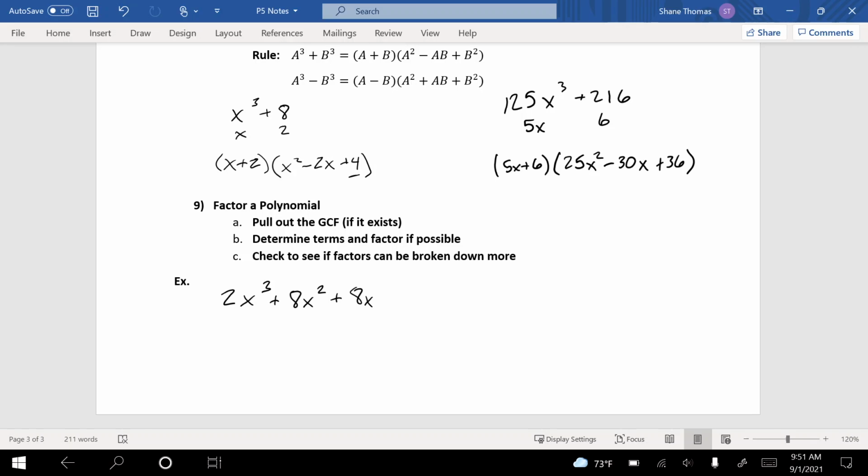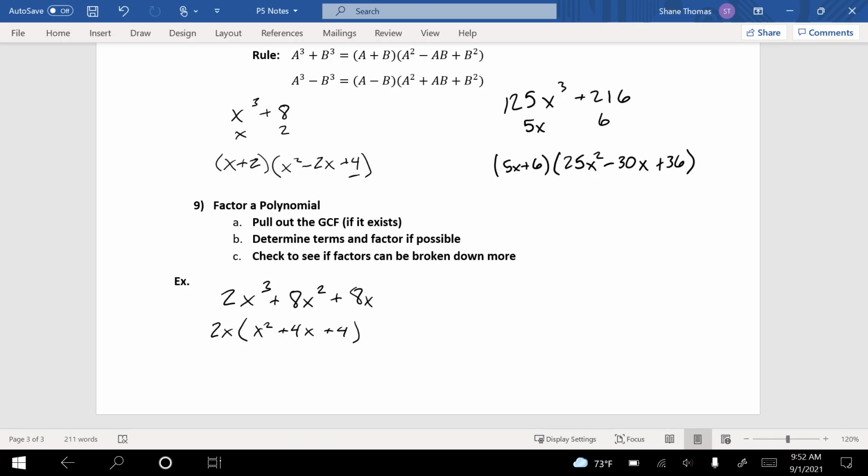So what can I pull out of this? I can pull out a 2x. Yeah, pull a 2x out of everything. So 2x, that leaves me with what? X squared plus 4x plus 4. Good? Now, 2x is sitting out front. I just want to worry about that trinomial inside.